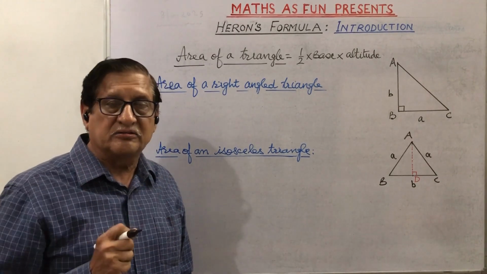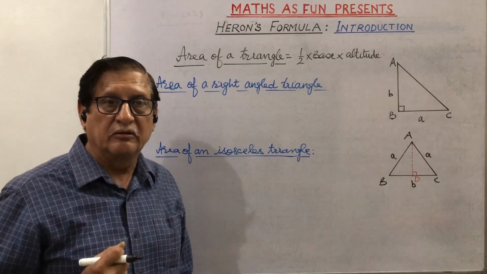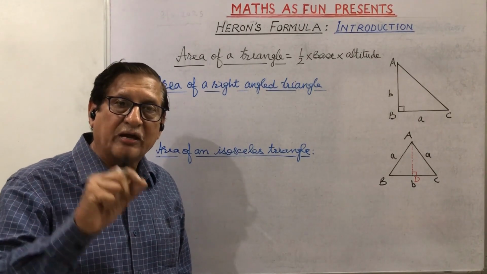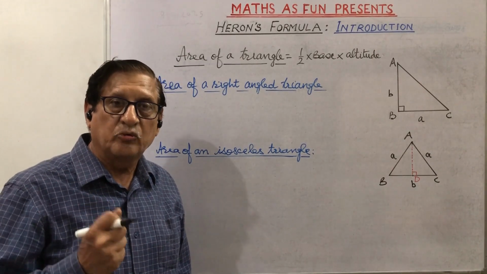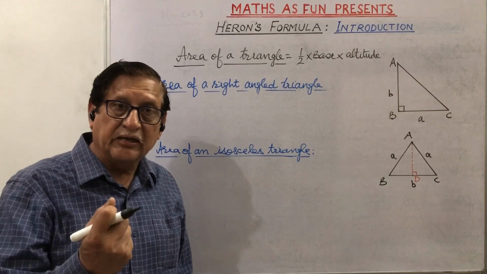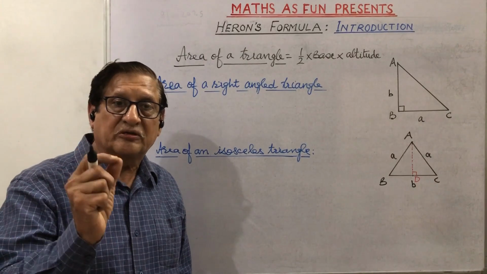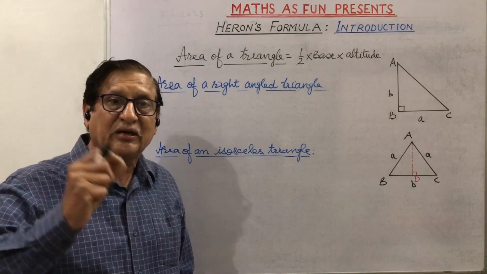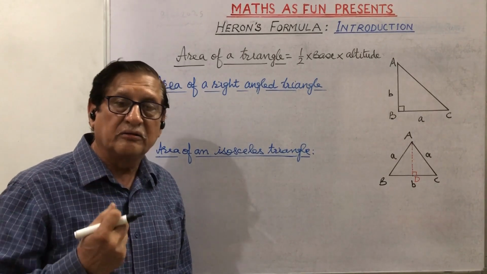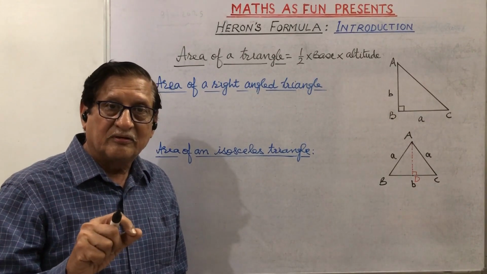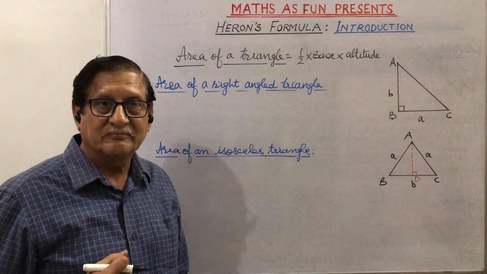Then according to the angles, also we divide them in three forms. Number one is acute angle triangle, in which each angle of the triangle is less than 90 degree. That is acute angles. Second is obtuse angle triangle, in which one angle of the triangle is obtuse, that is between 90 degree and 180 degree. And third is the right angle triangle, in which one angle is right angle, or we say 90 degrees.